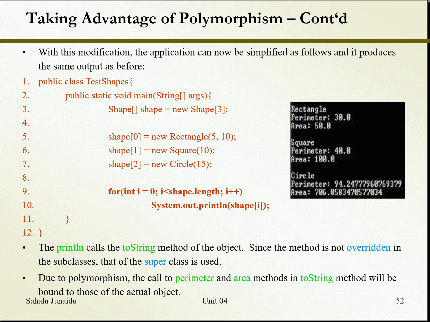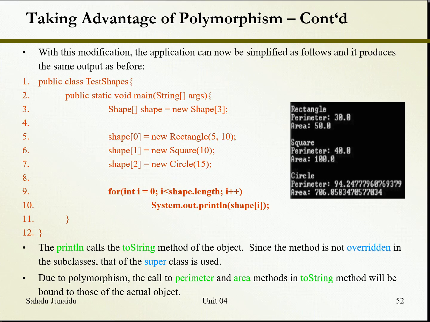And the area and perimeter have been overridden by the subclasses. So it is not the method of the superclass that will now be used, but rather the method of the subclasses, based on looking at this example. Because remember, we said since the toString method has not been overridden, then it is the method of the superclass that will now be used.